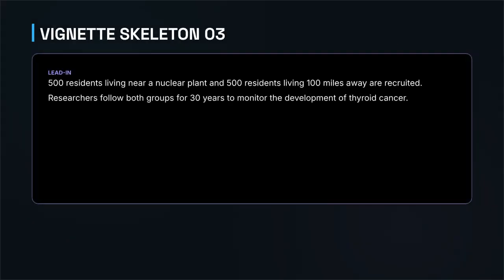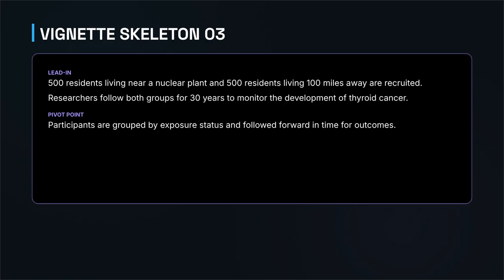Vignette 3. Lead in. During a single-day community health fair, researchers draw blood for fasting glucose and simultaneously measure patient BMI. They find a strong association between high BMI and elevated glucose. Pivot point. Look at the key time frames in the prompt. Single-day event and simultaneously. There is no follow-up, and there is no looking backward at old records. This is just a snapshot of a Saturday morning.